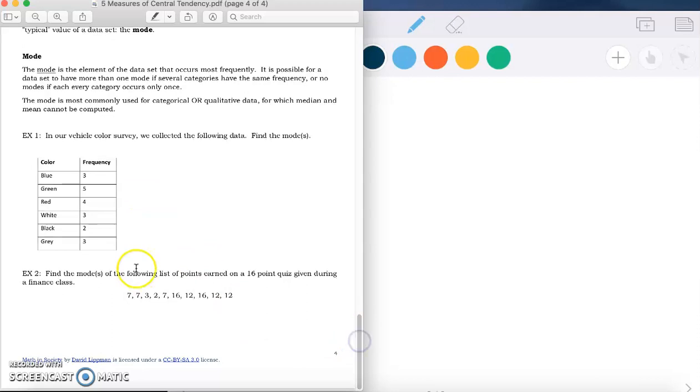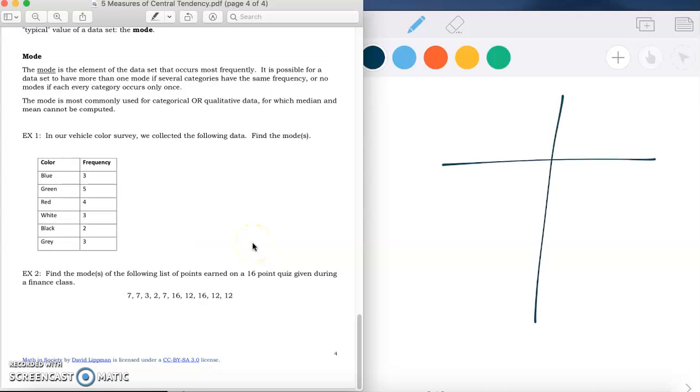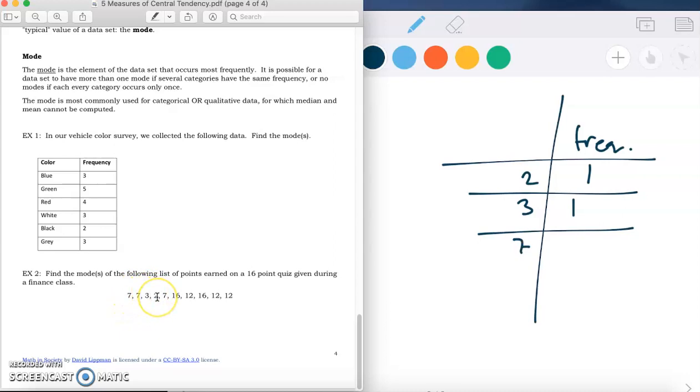Now, example 2, find the mode of the following list of points earned on a 16-point quiz given during a finance class. So you can do this a couple ways. In this small data set, it's very easy to just count them. But what we would typically do is make a frequency table out of it, something like this. So what I'm going to do is just go ahead and write our values. Here we have the lowest value is 2, and I'm going to write frequency over here. That occurs 1 time. Then we have a 3. That also occurs 1 time. Our next value is 7. And that occurs 1, 2, 3 times.